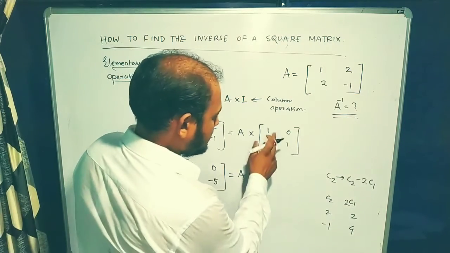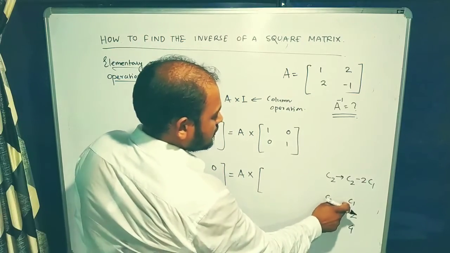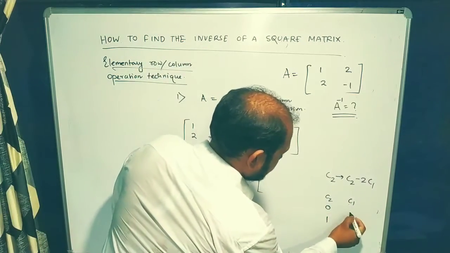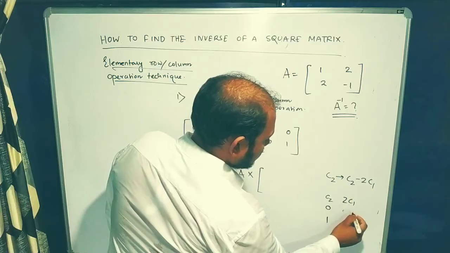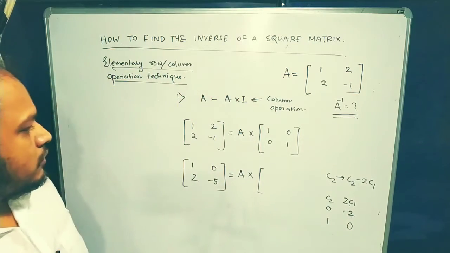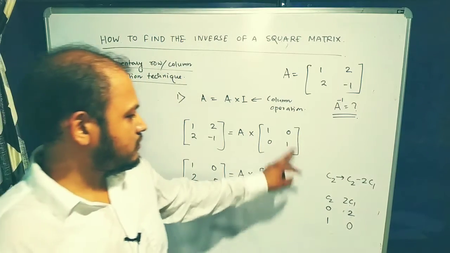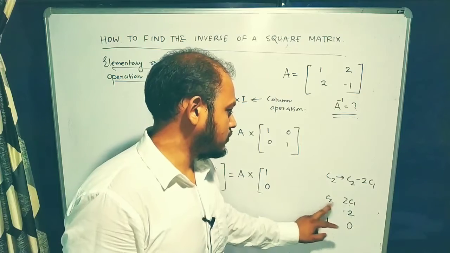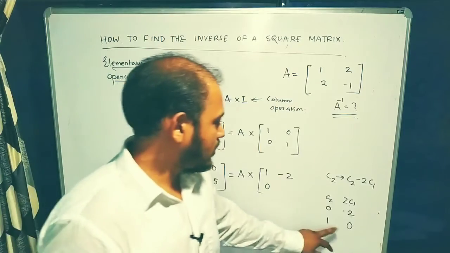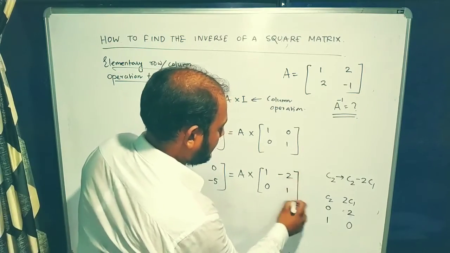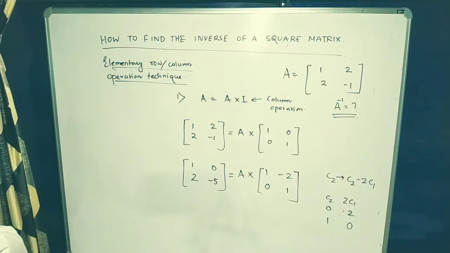Similar operation here. In this case C2 is equal to 0 1, and C1 is 1 0. Then 2 C1 would be this number multiplied by 2, and 0 into 2 is 0. So we are seeing that first column remains the same as 1 0. Look at the second column. Second column would be C2 minus 2 C1. So 0 minus 2 is equal to minus 2, and 1 minus 0 is 1. A remains the same. We have to do it on only one of the matrices here, right?